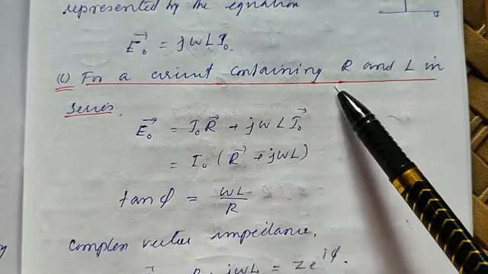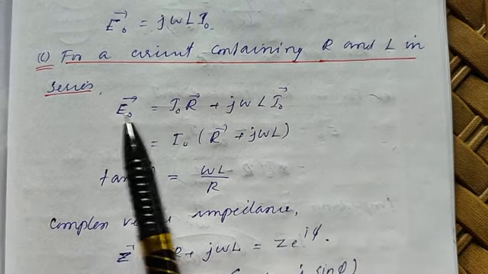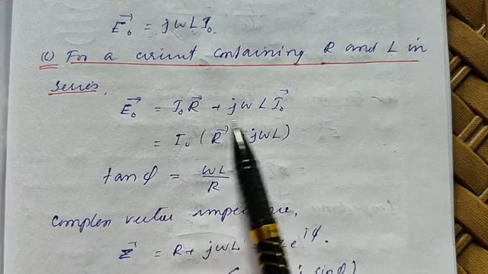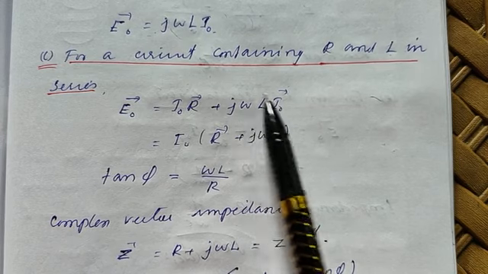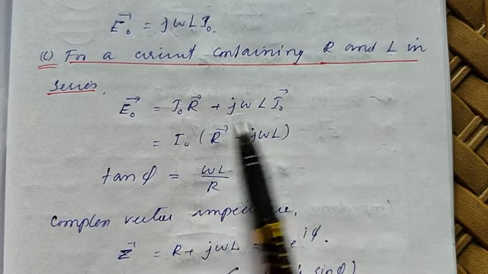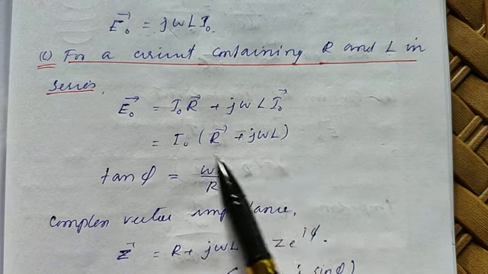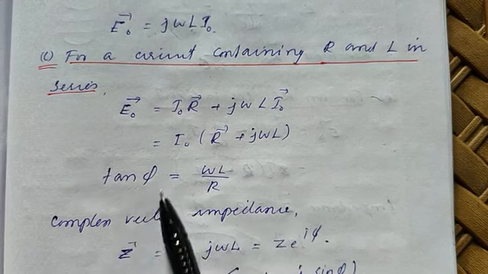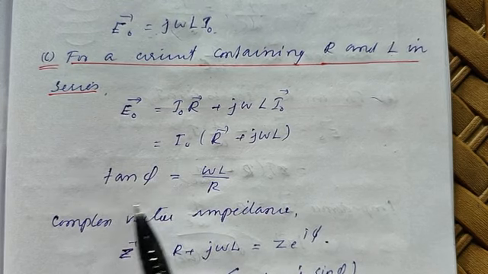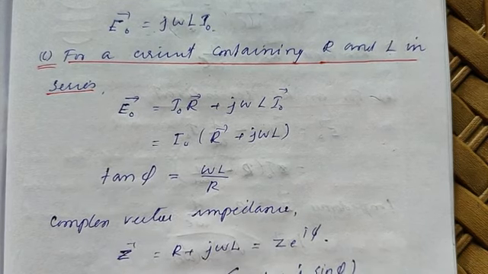Now the third one is for a circuit containing R and L in series, ohmic resistance and inductance in series. So the resultant EMF can be represented by this equation, the combination of the EMF across the resistance and inductance. I0 is common here, so it can be taken outside. The remaining part is a combination of the real part or reference part and the quadrature part. And we know from the LCR series circuit that the phase is represented by tan phi equal to omega L by R.